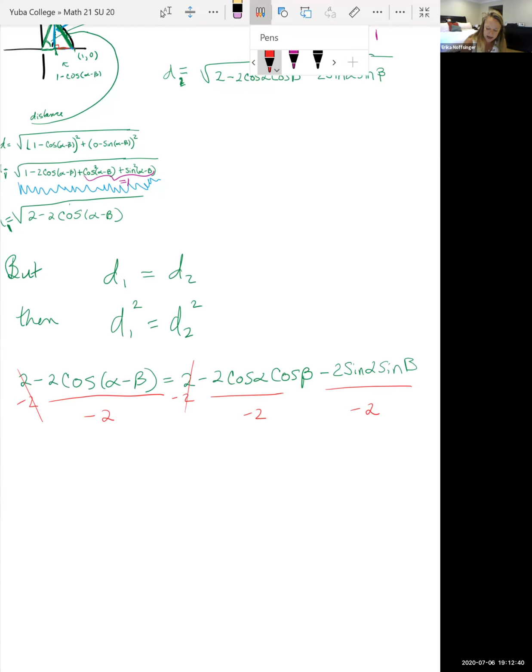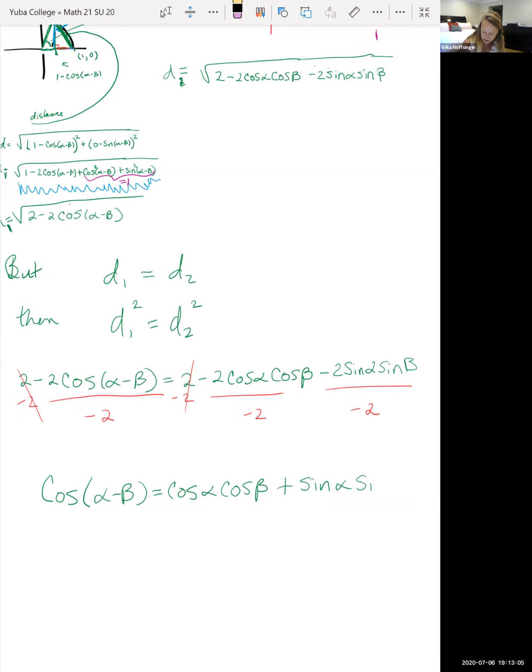So my left-hand side, we're left with cosine of the angle alpha minus beta is equal to, well, negative and negative, those cancel. Cosine of alpha, cosine of beta. And then negative 2 over negative 2, those cancel, making this plus sine alpha, sine beta. And so we showed what we wanted to show.